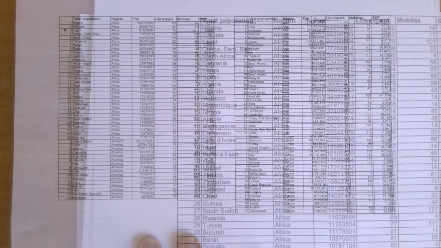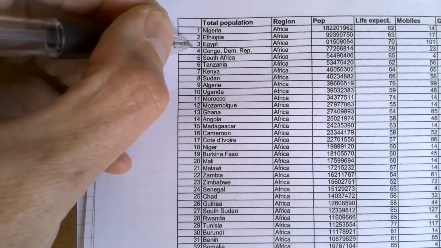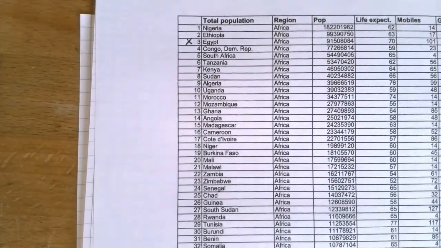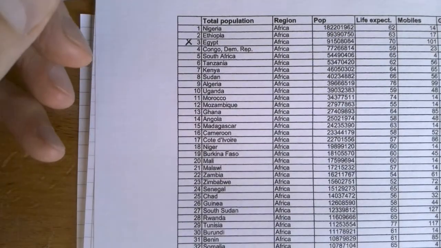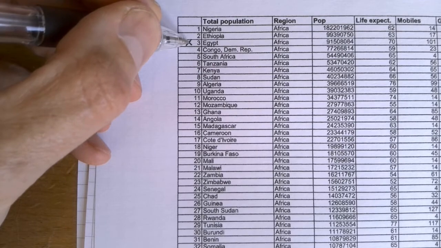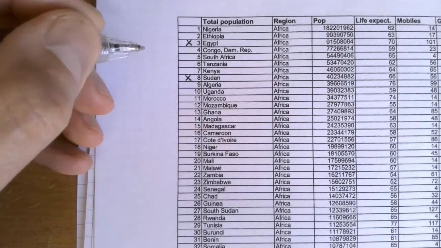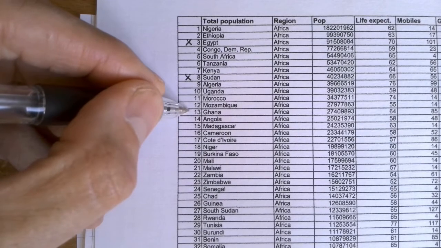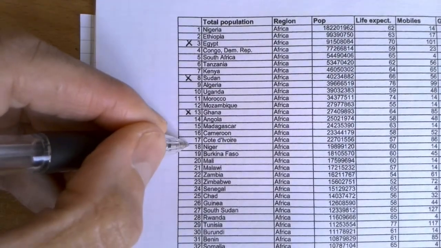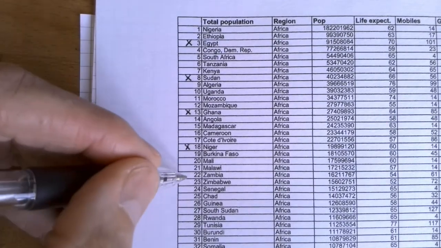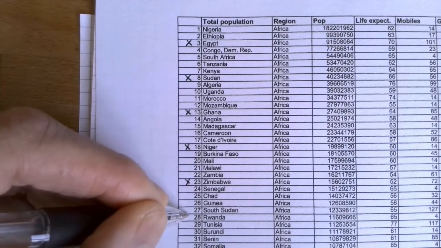I think I'll zoom in at this point. Okay, that's a bit better. My eyes were going a bit funny. So I've picked the 3rd country, Egypt, and I want to pick every 5th country after that. So to start with, it's really easy. 3 plus 5 is 8. 8 plus 5 is 13. 13 plus 5 is 18. 18 plus 5 is 23. 28.